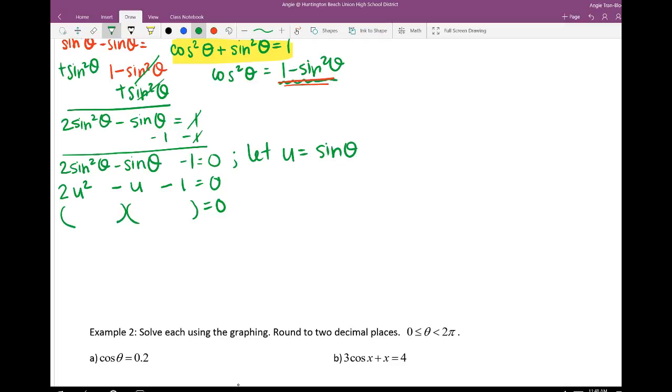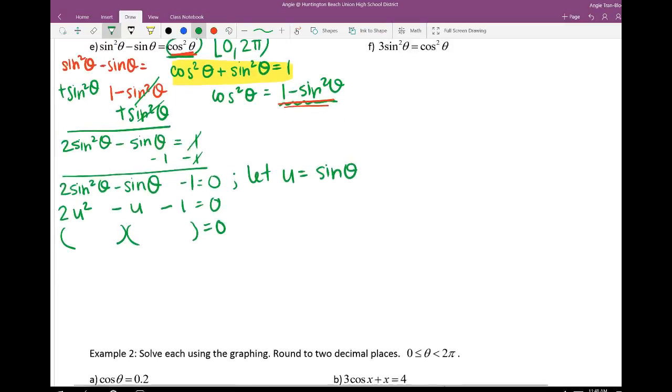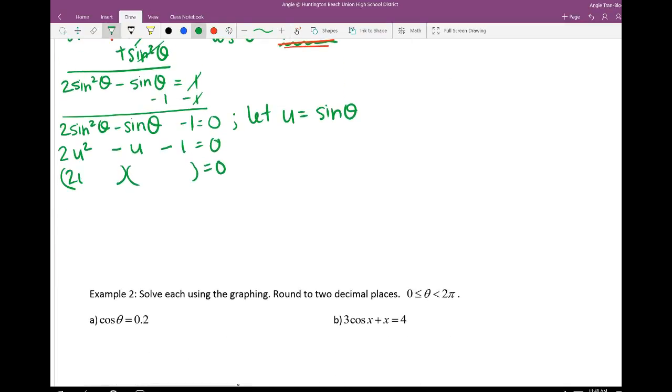Did you come up with the factors? I hope you did. Did you end up with 2u plus 1 and u minus 1? If you doubt your factors, just quickly check it. 2u times u is 2u squared. 2u times negative 1 is negative 2u. In the middle is positive u and minus 1. When you add that, it should be equal to the original.